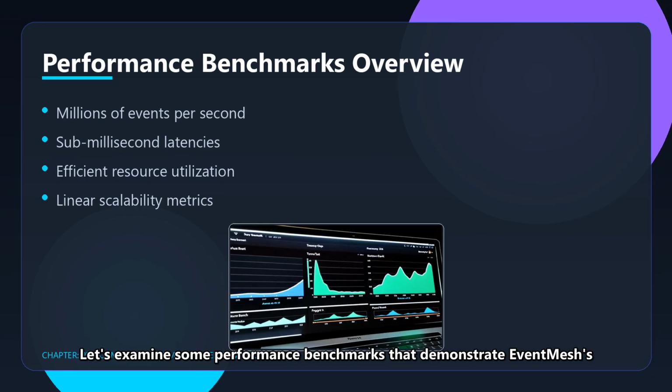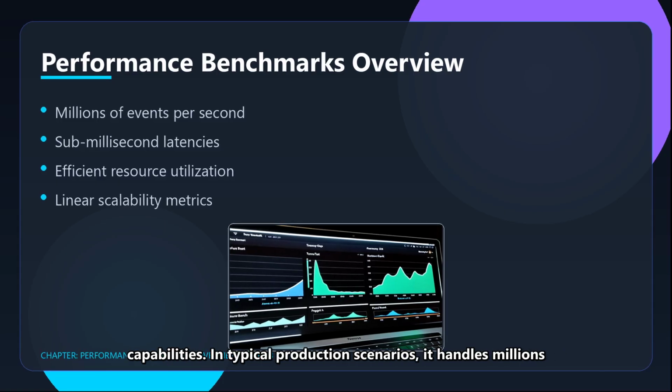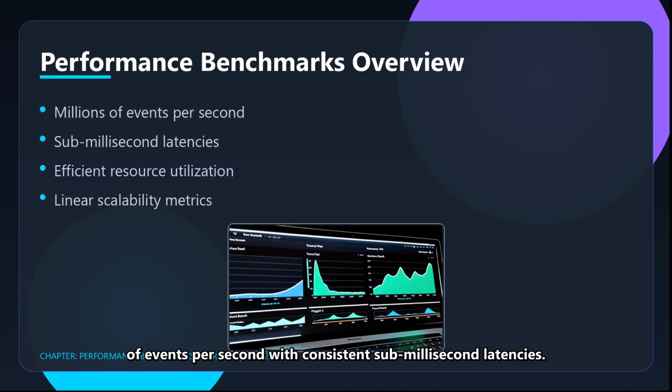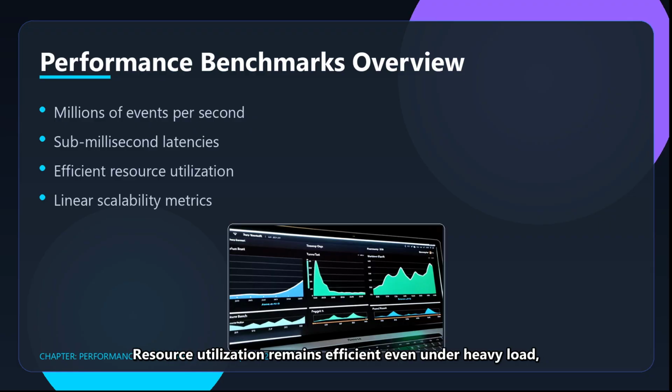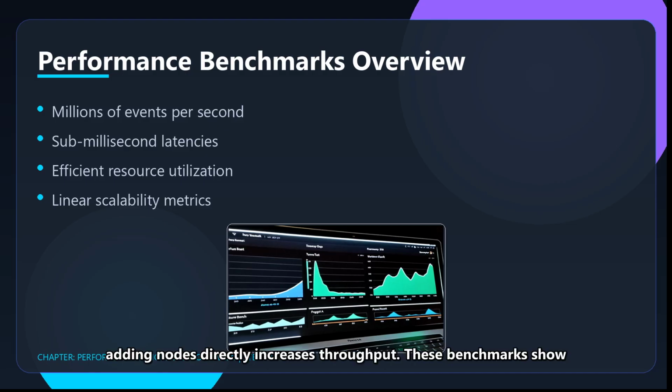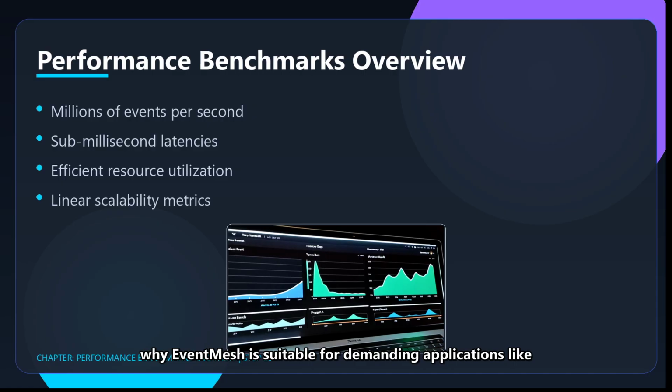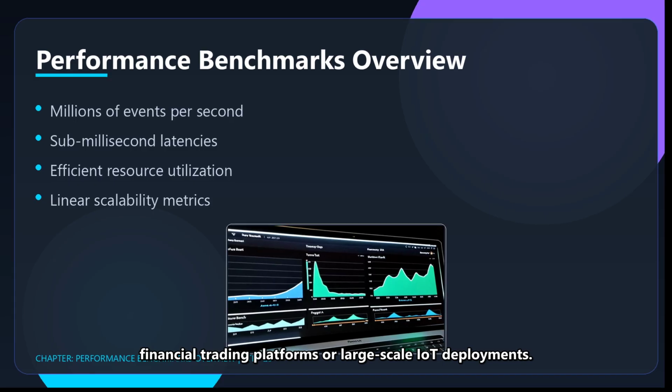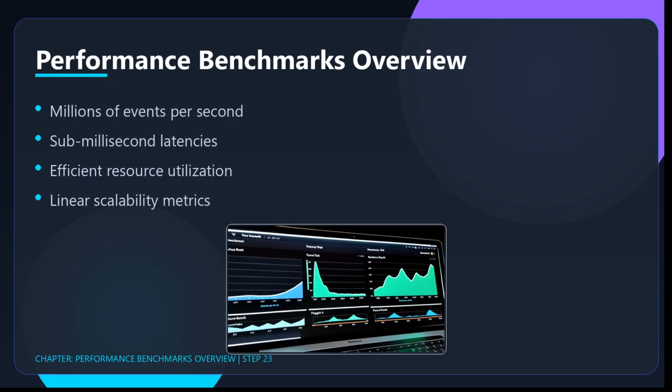Let's examine some performance benchmarks that demonstrate EventMesh's capabilities. In typical production scenarios, it handles millions of events per second with consistent sub-millisecond latencies. Resource utilization remains efficient even under heavy load, thanks to its optimized architecture. Linear scalability means adding nodes directly increases throughput. These benchmarks show why EventMesh is suitable for demanding applications like financial trading platforms or large-scale IoT deployments.